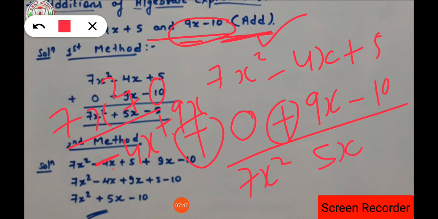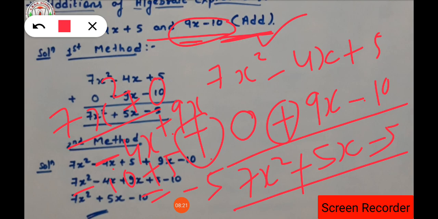Now what about the sign? From 9 and 4, which number is greater? 9 is greater. So if 9 is greater, its sign will come in the answer. Clear? Now plus and minus will be minus again, then minus and plus will be minus itself. So minus 10 plus 5 will be equal to how much? It will be 5. But among 10 and 5, which number is greater? 10 is greater, so its sign comes in the answer. So the answer will be minus 5.